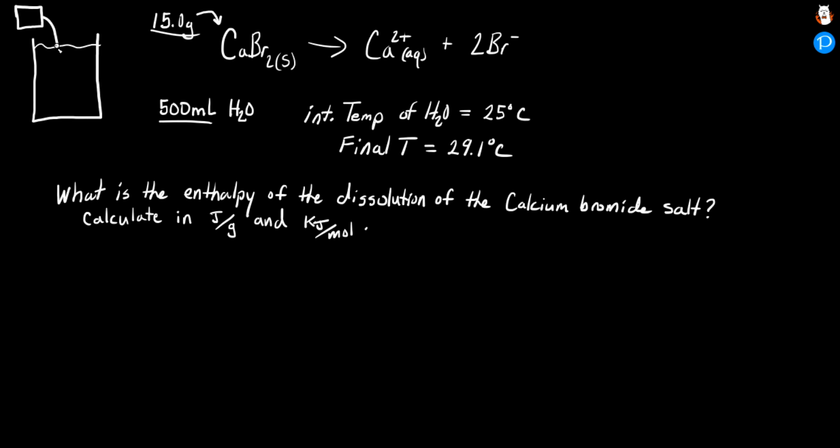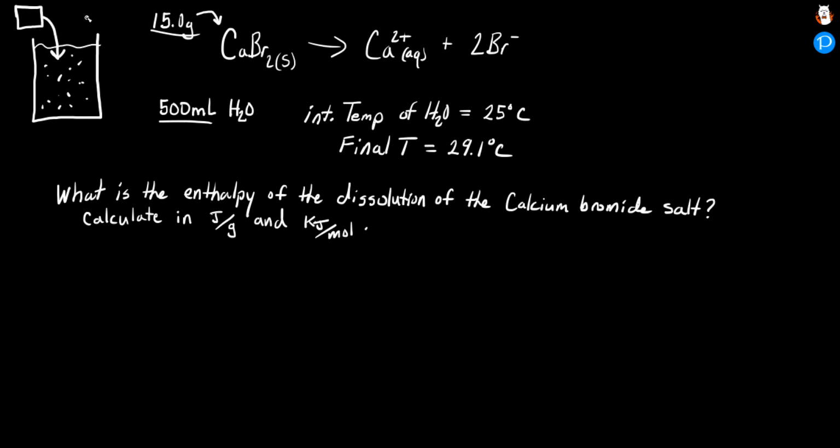And we're going to put this in some water, and when we do that, that salt is going to break apart and it's going to dissolve. So the water molecules are going to pull that apart, and we're going to assume that all 15 grams of that calcium bromide dissolves. That's represented right here by this chemical equation, starting off with solid calcium bromide and dissolving into calcium and bromide ions. And we also know that in that beaker we have 500 milliliters of water.